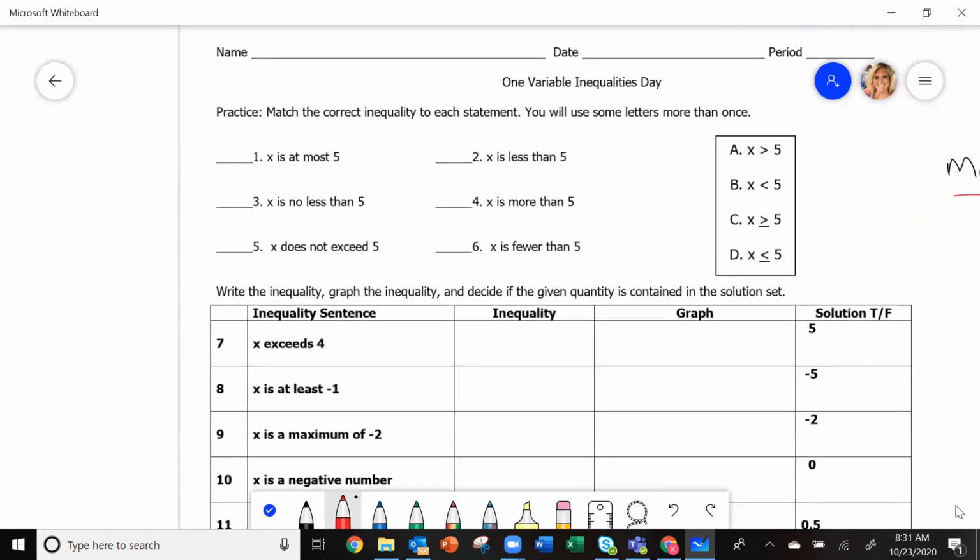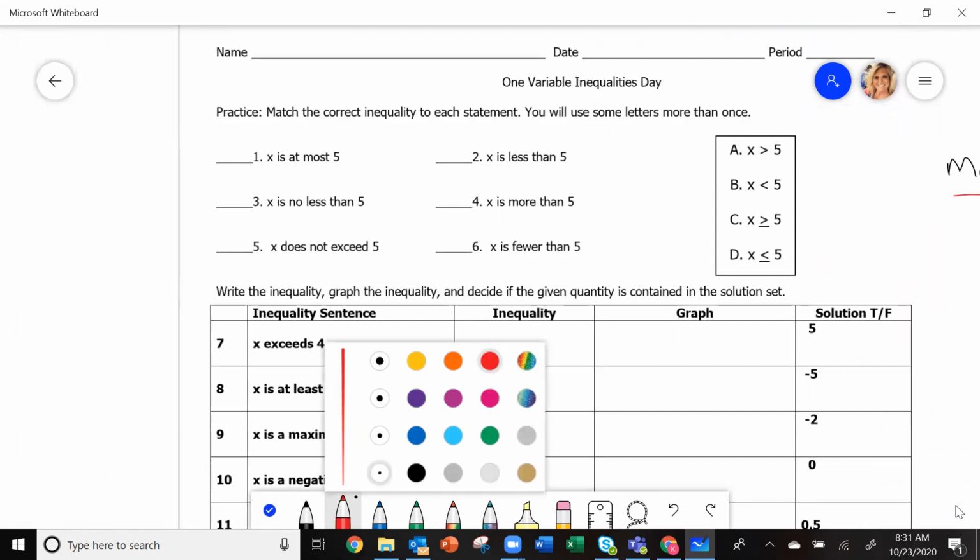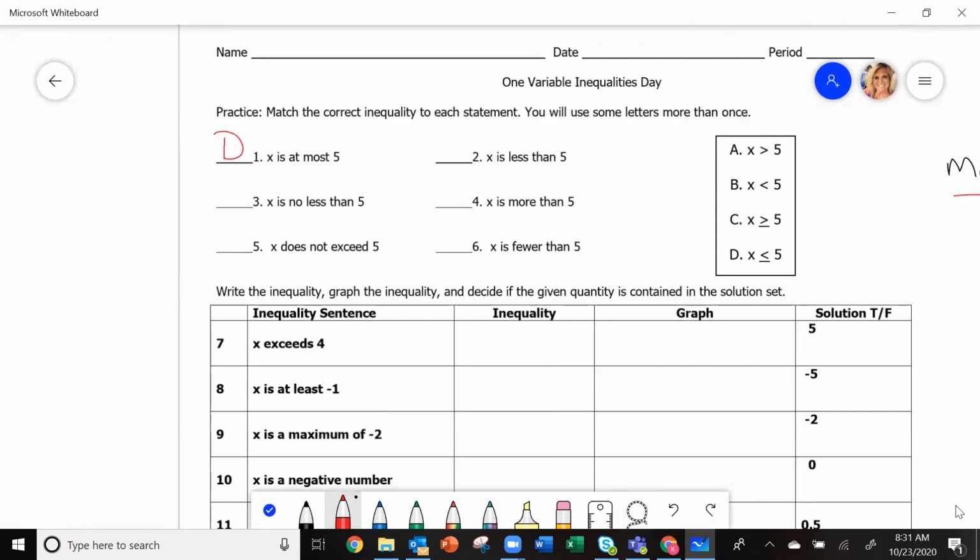At most, less than or equal to. So this is letter D. The at is treated as an opposite. So instead of like most, when you see that at, it's like saying the opposite. So that's why it goes less than. But at most, you're getting $5, so you're getting less than or equal to. Number 2 says X is less than 5. You should have gotten B for that.